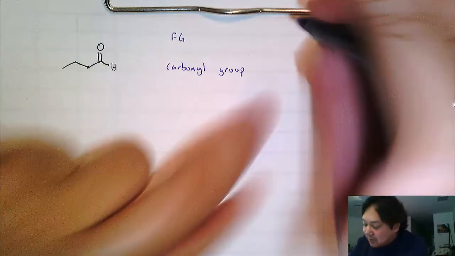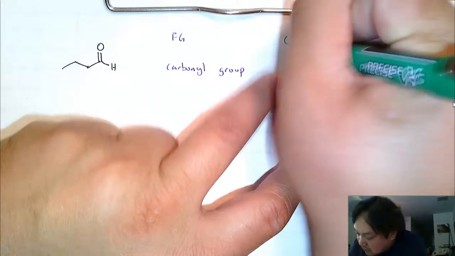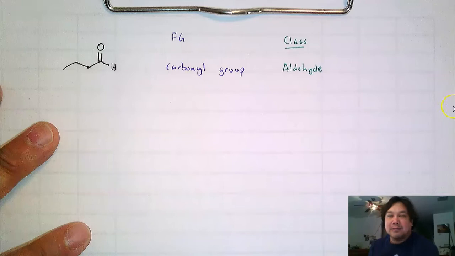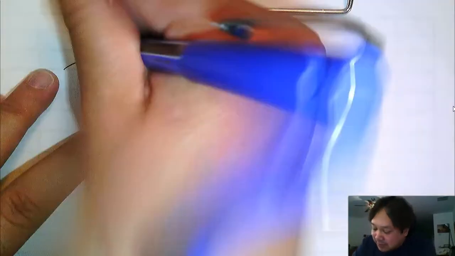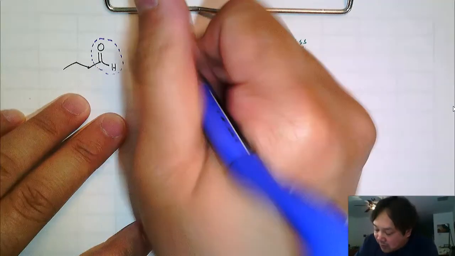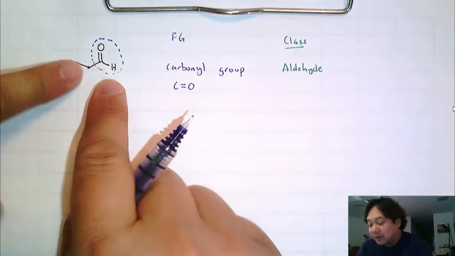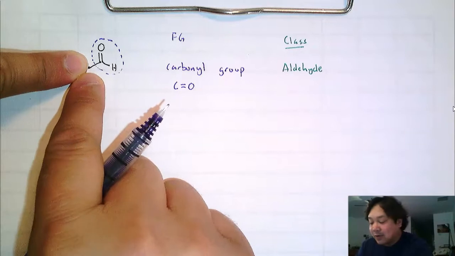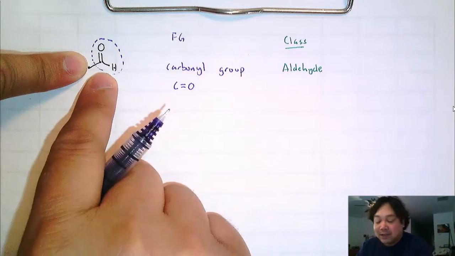The class of molecules, let's do this in different colors. Class: aldehyde. Now it's maybe a bit of semantics, but the reason this is an aldehyde is because you have a carbonyl group, which is a C double bond oxygen, but it has a hydrogen also attached to the carbon. Now there could also be another hydrogen. If I truncated this molecule and put an H here, that's actually formaldehyde. So I'll say that an aldehyde has a carbonyl plus at least one hydrogen attached to that carbon.